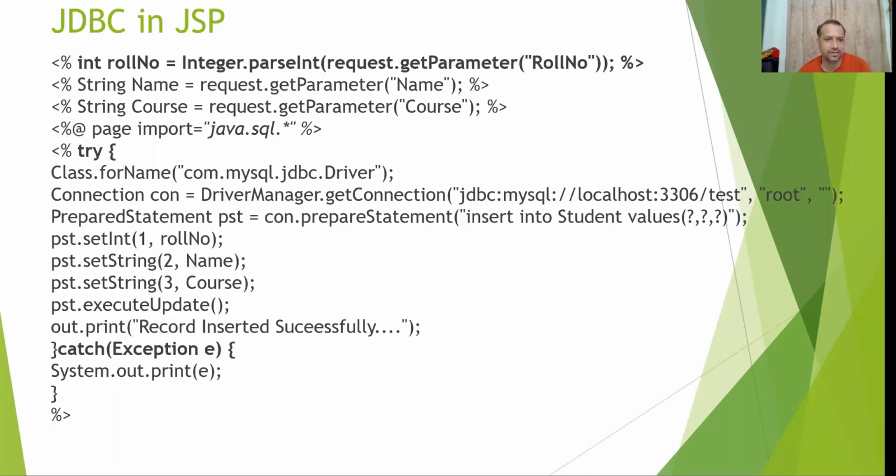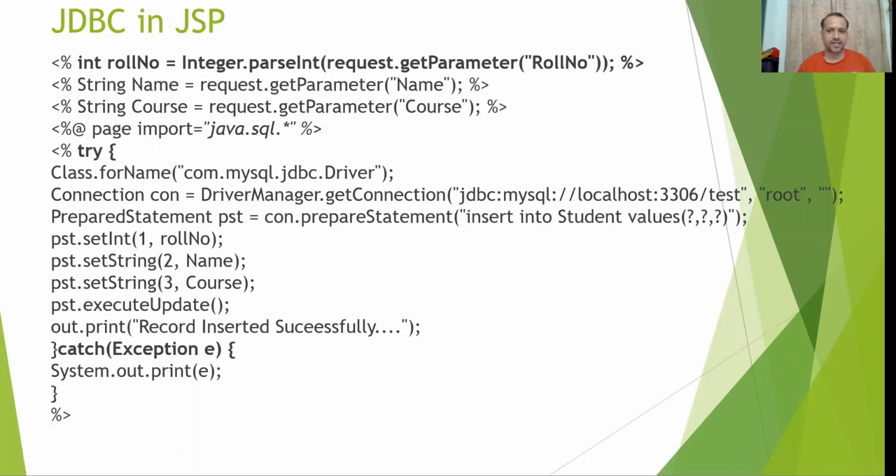Now, after doing this, I'm going to use one of the directives, the page directive. Inside the page directive, there is one attribute, import. With the help of this, I'm going to fetch the java.sql package. That package contains the information related to connection, driver manager, prepared statement, result set, statement, and callable statement. All of that information is contained under java.sql.